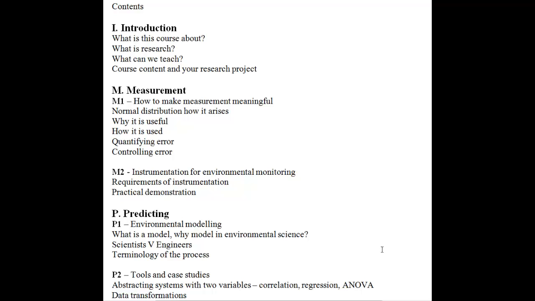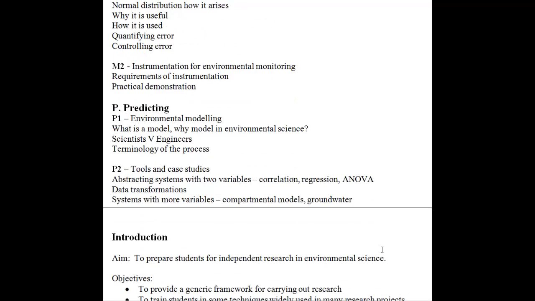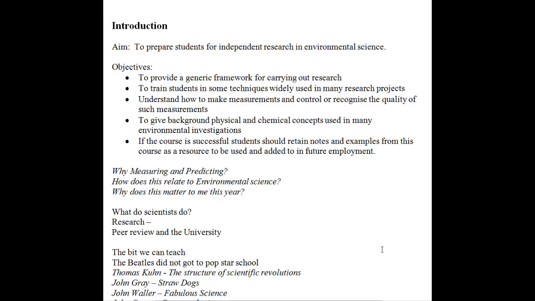Within the introduction, there's 4 small sections just explaining what the course is about, and in order to really answer that question we need to consider what is research, and to answer that we need to know what can we actually teach, and then we'll just look at the course content and your research project, particularly how it's going to be assessed. So the first of these things then, what's the course about?